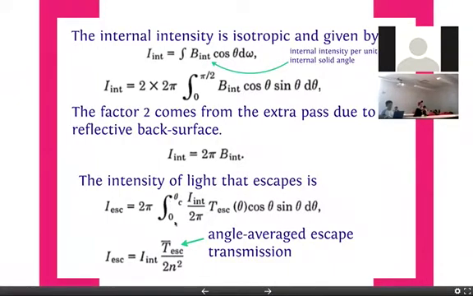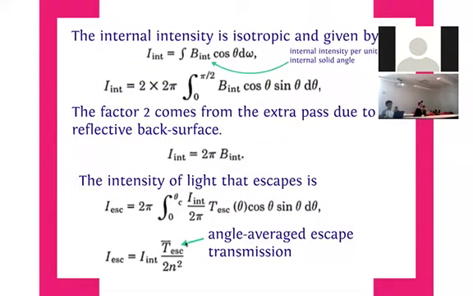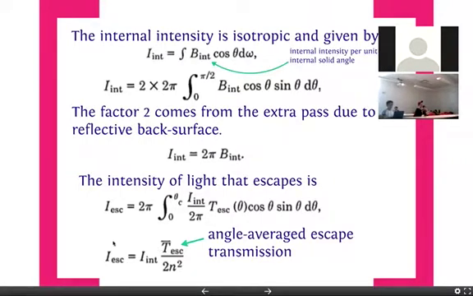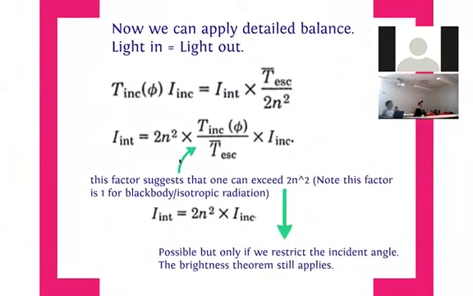When you do this integral, all of these things come out of the integral, where we assume that this t escape is averaged over all the angles, so it becomes a constant and comes out. This integral is pretty simple to do, and you get this expression. Now we know the intensity of light that escapes the system, the intensity of light inside the system, and what's coming in, the incident intensity, and we're going to apply detail balance.